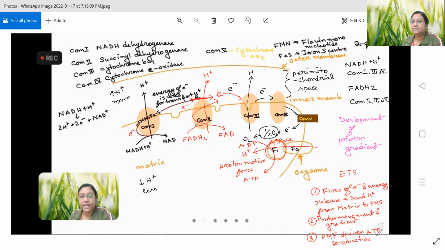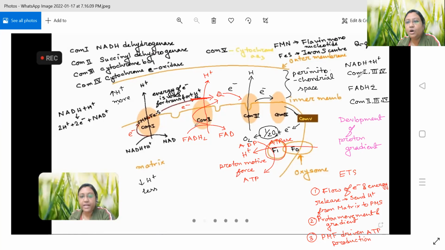Now I wish to answer one question of yours, that why in case of NADH plus there is production of 3 ATP, whereas in case of FADH2, there will be production of 2 ATP. Actually it is not 3 and 2, it is actually 2.5 and 1.5. I'll tell you the calculation.